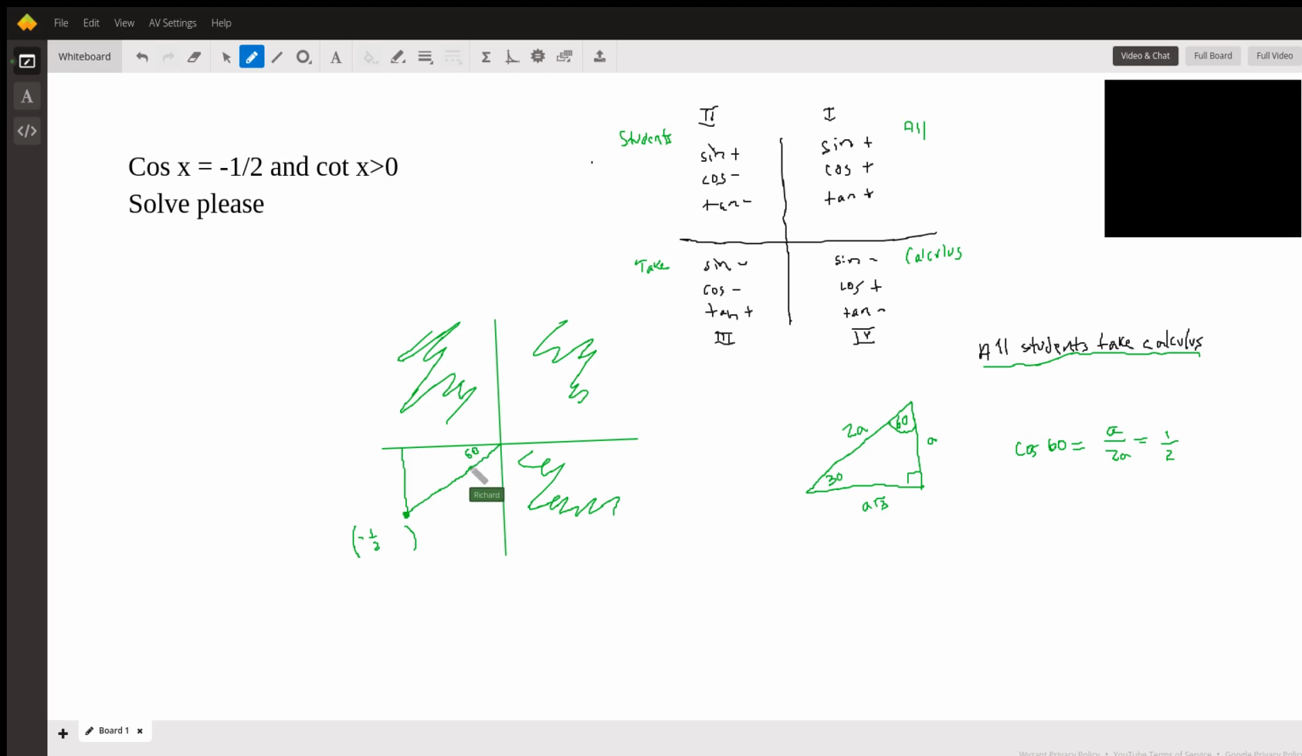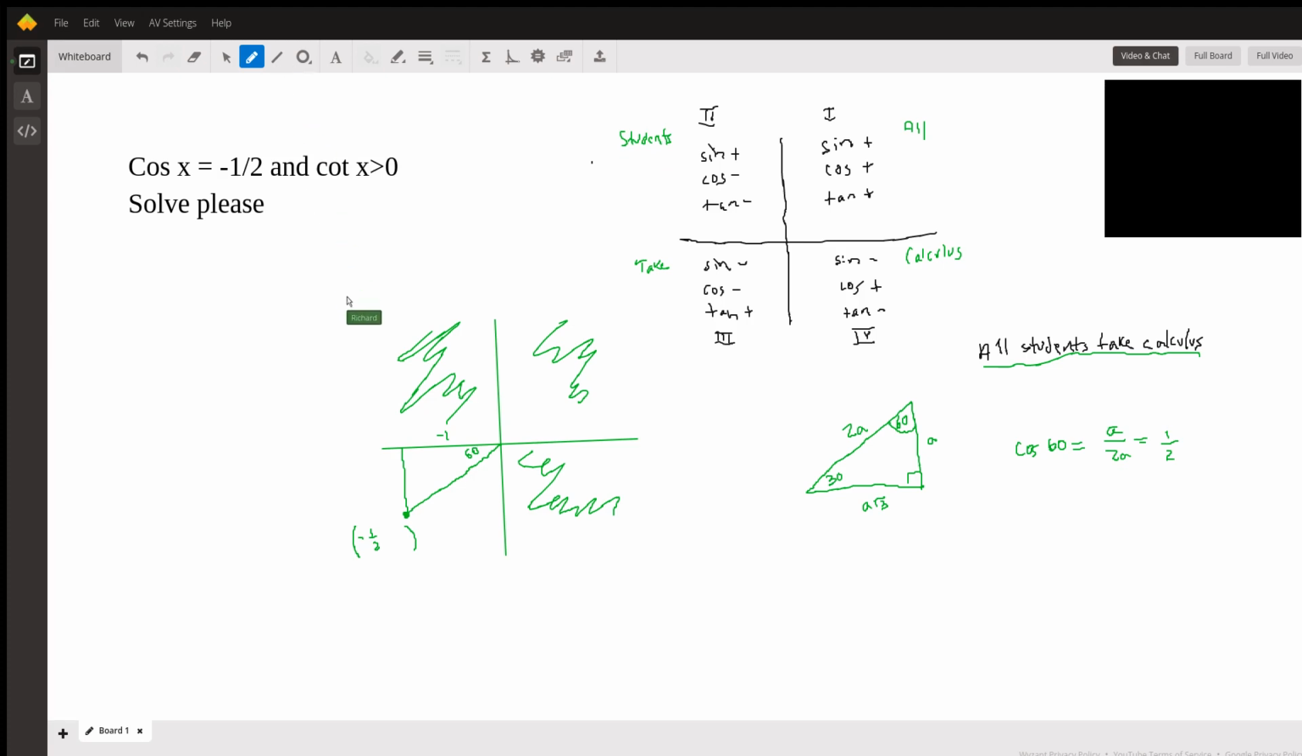This is called the reference angle. And we know that this is going to be adjacent, which is going to be -1 over the hypotenuse, which would be 2. If you're dealing with a unit circle, the hypotenuse is not 2. So I think it's just better to use the special right triangles.